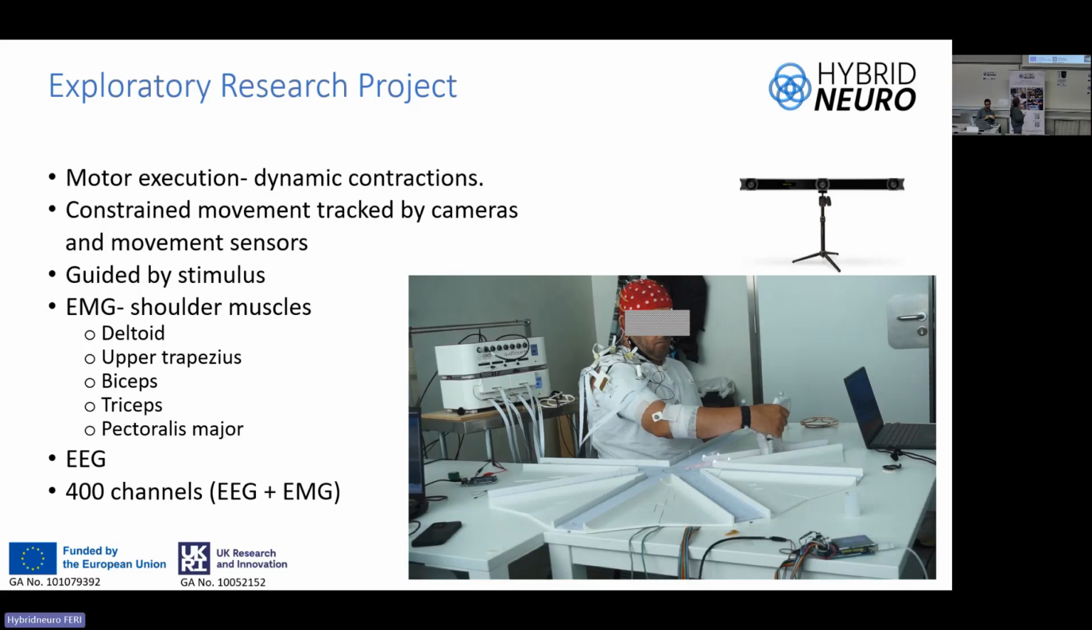So we use a lot of channels, and this is one of the biggest challenges in the protocol, because it's 400 channels we are measuring, and the preparation is very intense. Actually, the preparation takes more or less half of the time of the protocol.